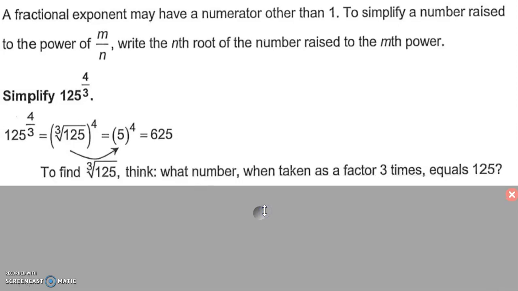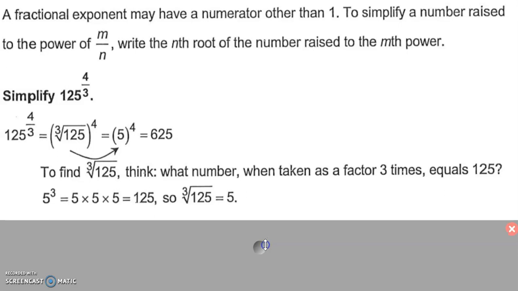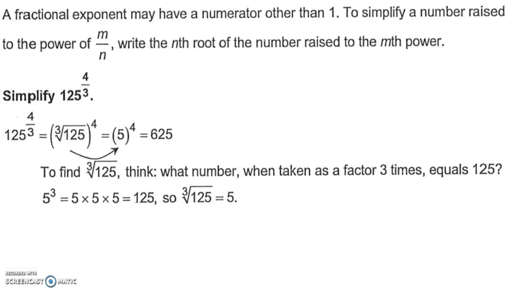So to find the third root, or we call it the cube root of 125, we want to think what number, when taken as a factor 3 times, equals 125. It's got to be 5, because 5 times 5 times 5 is 125. So therefore, the cube root of 125 is 5.